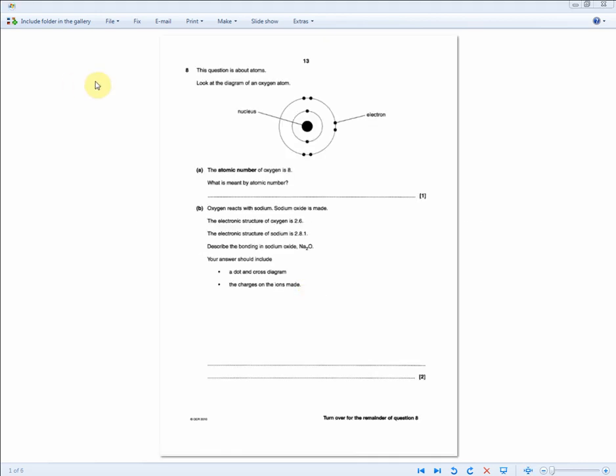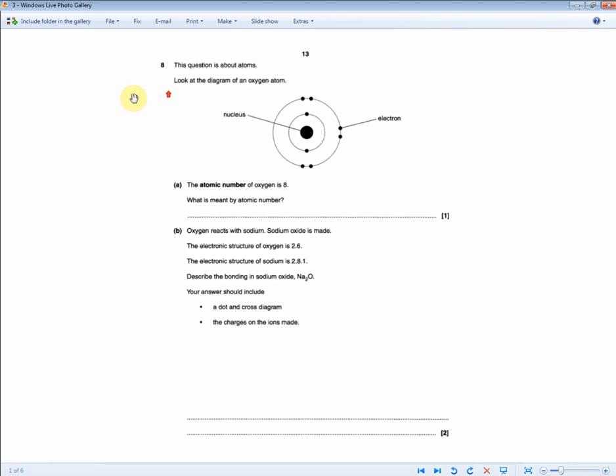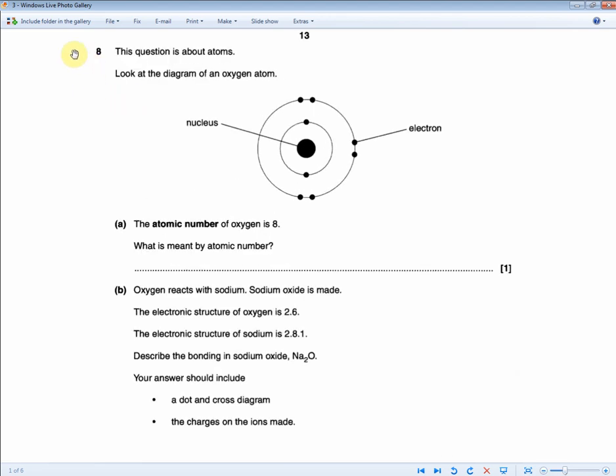So here we have another nice, easy one mark question, where it reads, this question is about atoms. Look at the diagram of an oxygen atom. So here the diagram shows you the electrons on the outer shells, inner shell, and the nucleus containing the protons and the neutrons. The atomic number of oxygen is 8. What is meant by atomic number? So for one mark, you're being asked to regurgitate the definition of atomic number.